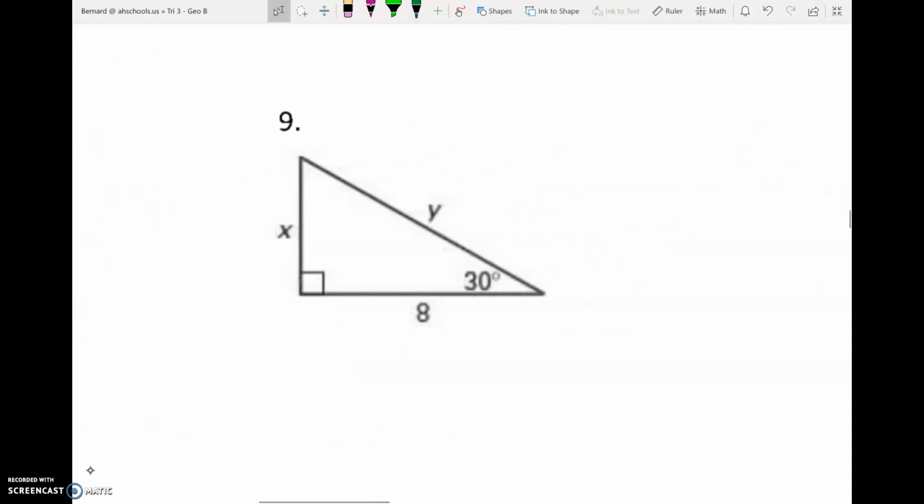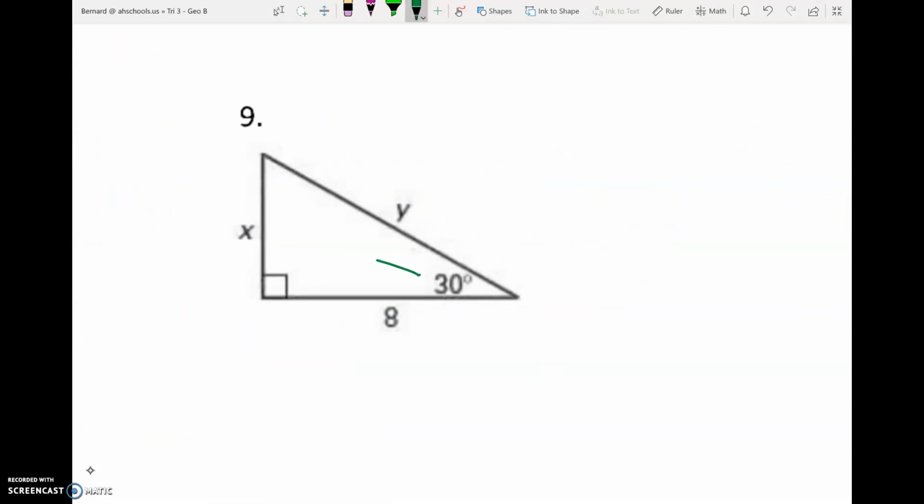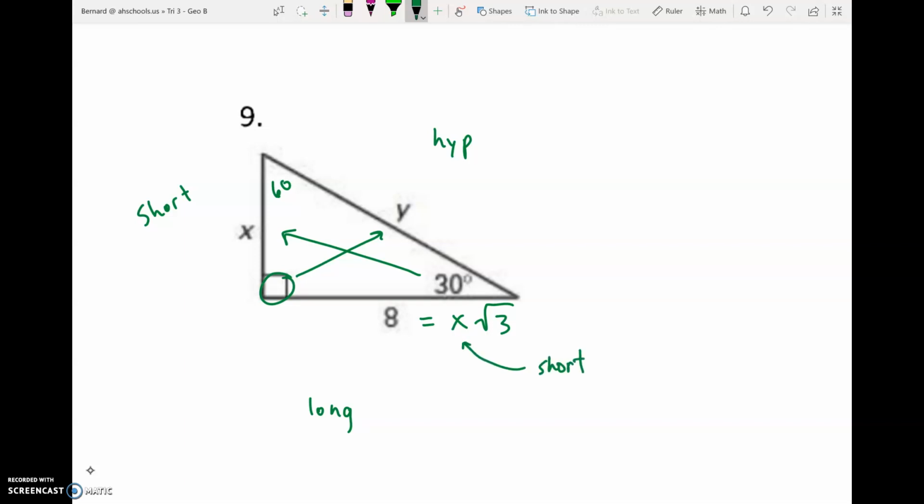Now 9 gets trickier. Here's why. The 30 degrees, across from that is our short. Across from our 90 is our hypotenuse. And then across from 60, which was our missing one, is our long. And the long leg usually has the square root of 3 attached to it, right? But this time it doesn't. It just says 8. So we need to solve for this x value. This x value represents what the short leg is.